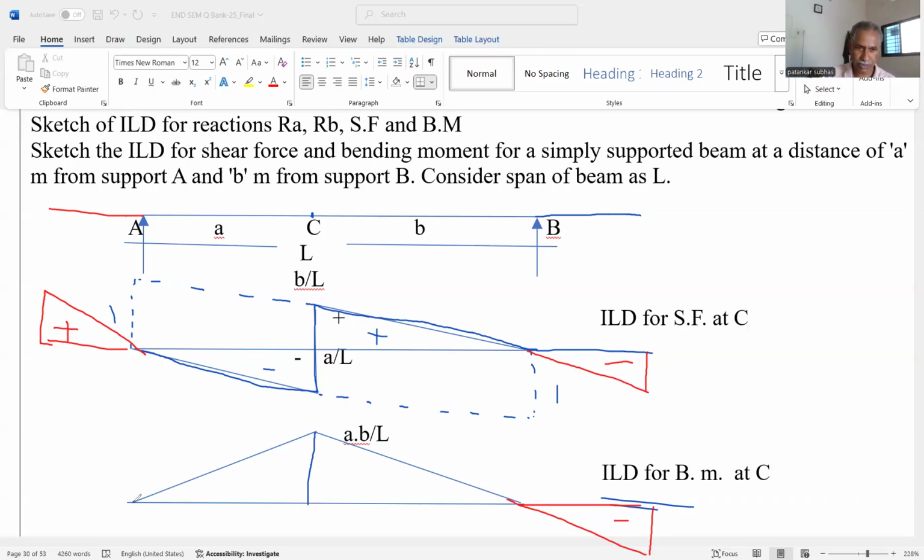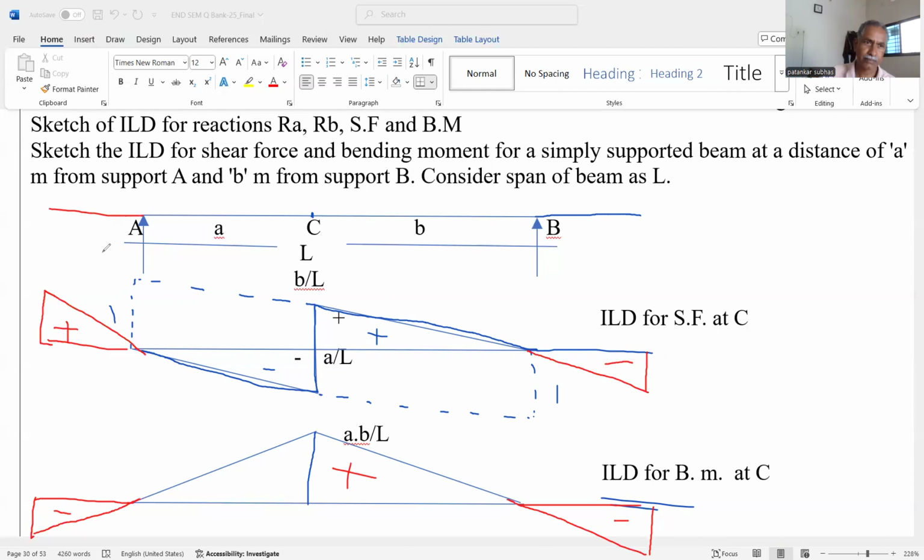Similarly, for the bending moment also, you can extend the overhang portion and then extend the slope below this, and we get the ILD for the bending moment, which is negative. Below the reference line it is negative, above the reference line it is positive.